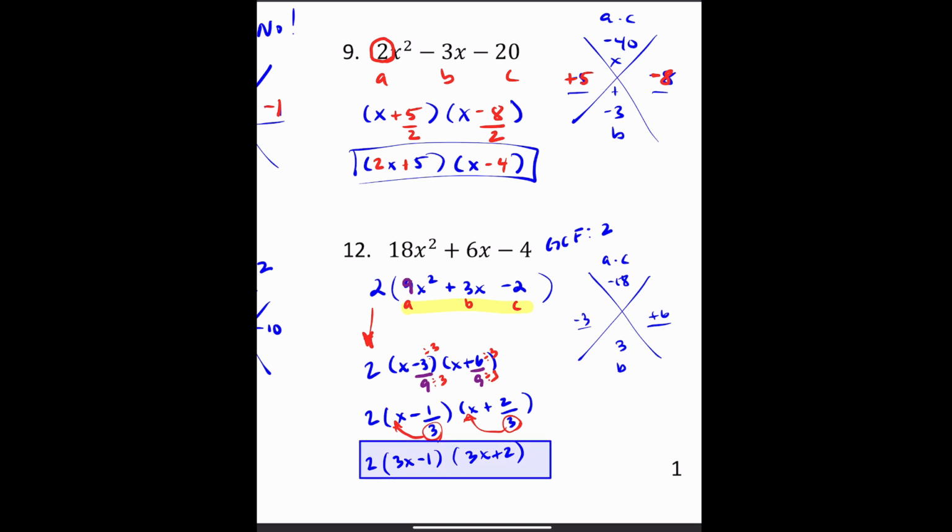Very, very important. When you are using the swing method, look at the fractions and see if you can reduce them.